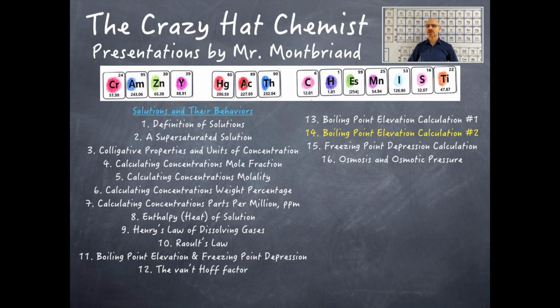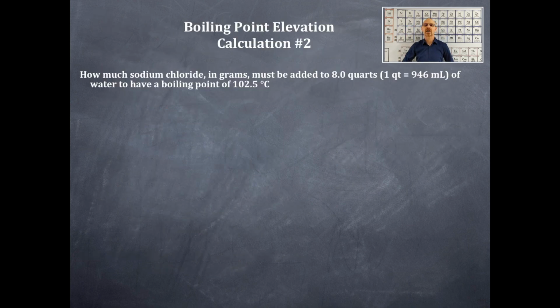So another video in solutions, and boy do I have a solution for you here today. Bam! So today we're talking about boiling point elevation calculation number 2. This one asks: how much sodium chloride, in grams, must be added to 8.0 quarts of water to have a boiling point of 102.5 degrees Celsius? And I have that conversion of quarts to milliliters. 1 quart is equal to 946 milliliters, right there for you.